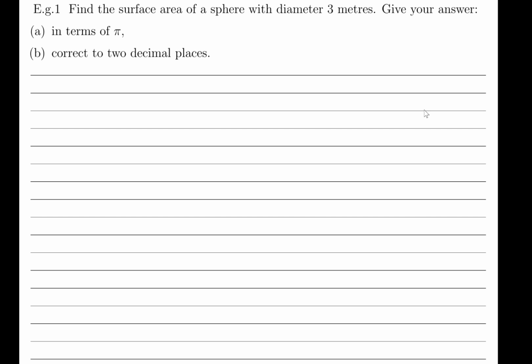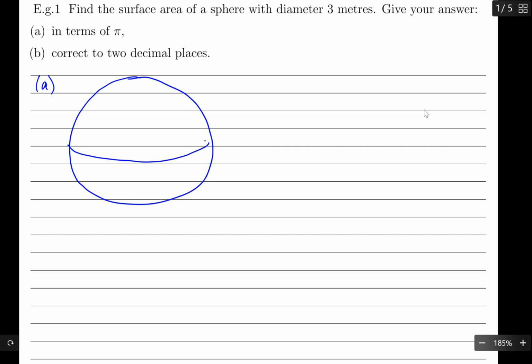Find the surface area of a sphere with diameter 3 meters. Give your answer A in terms of pi and B correct to 2 decimal places. So I'm going to draw a diagram here first. I'd like to have a diagram of these things. So here's something resembling a sphere. And you'll notice the formula was 4 pi r squared. And because it's in terms of r, I'm going to put in the radius. Okay, the diameter is 3. The radius is going to be 3 over 2 meters.